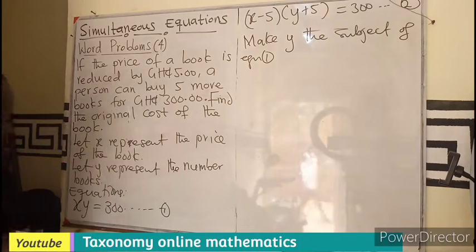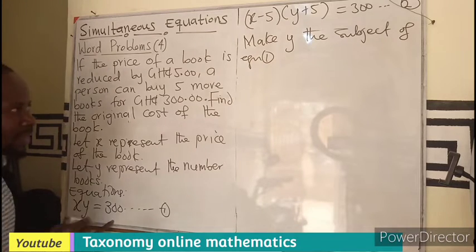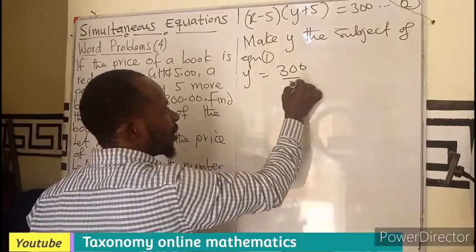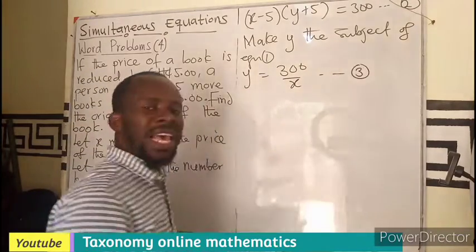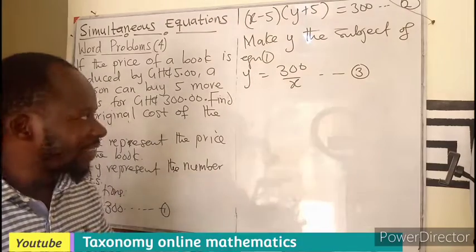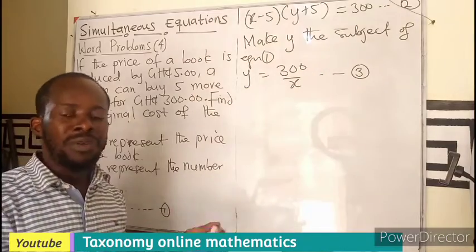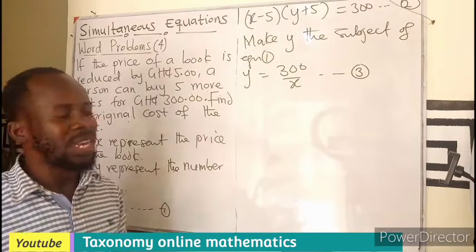Equation 1, y the subject. So that is going to mean I'll divide through by x, meaning my y is going to be 300 over x. That will have given us a new equation as equation 3, because this is an algebraic expression involving no equal sign.